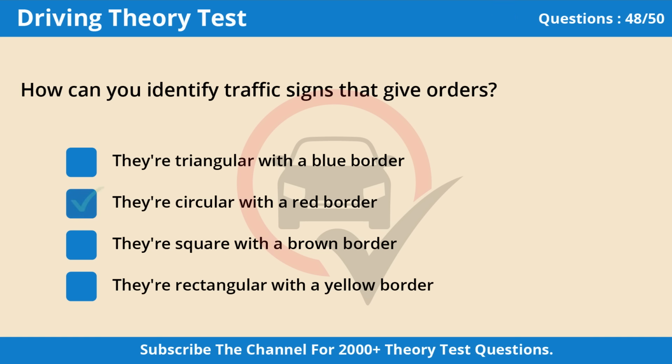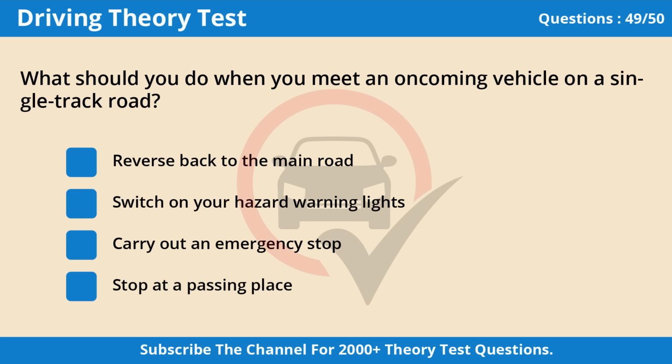B. They're circular with a red border. Question 49. What should you do when you meet an oncoming vehicle on a single-track road? A. Reverse back to the main road. B. Switch on your hazard warning lights. C. Carry out an emergency stop. D. Stop at a passing place.